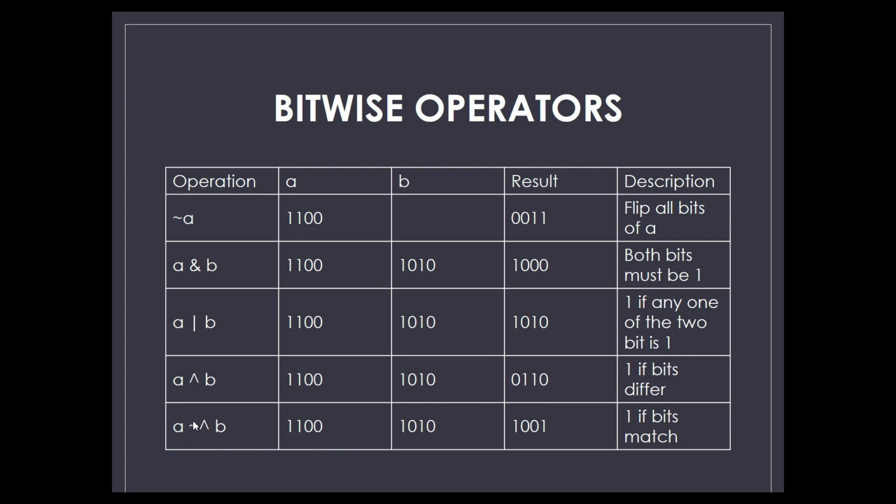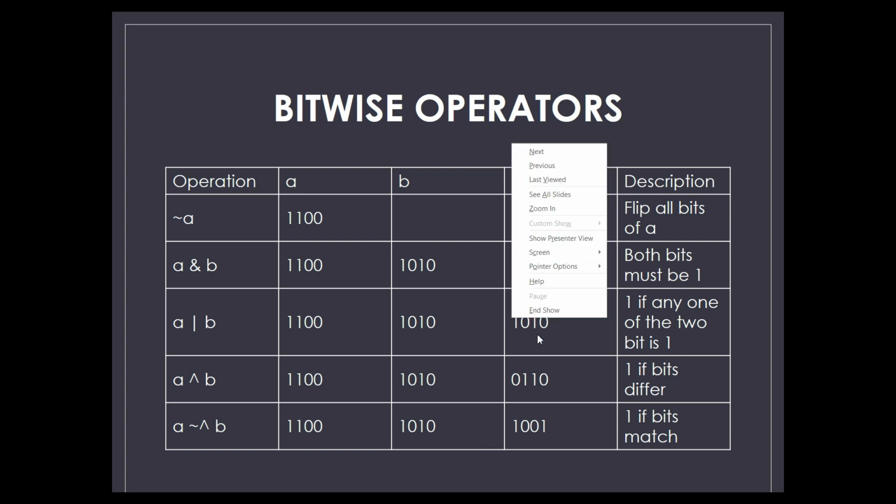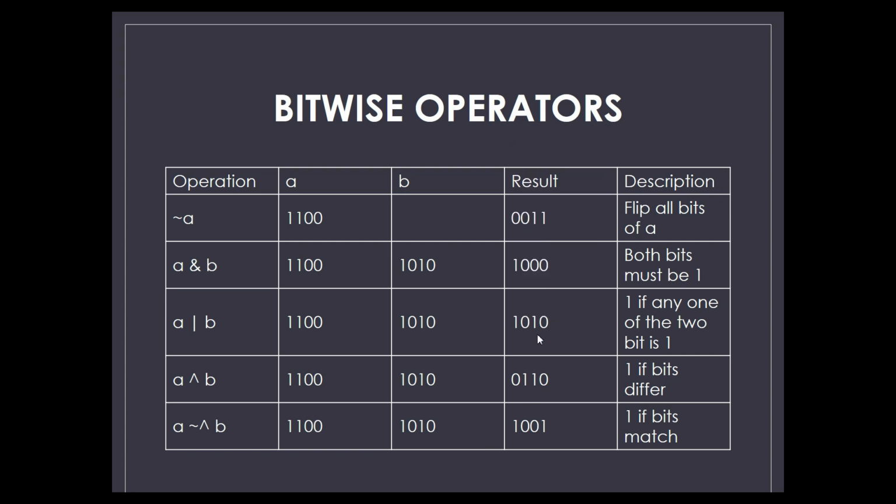Now this is bitwise XNOR, just the opposite of XOR. Only when the bits are matching is the output 1. Then 0, 0, output 1. 1, 0, output 0. 0, 1, again output 0. And 1, 1, output is 1. So these were all the bitwise operators.